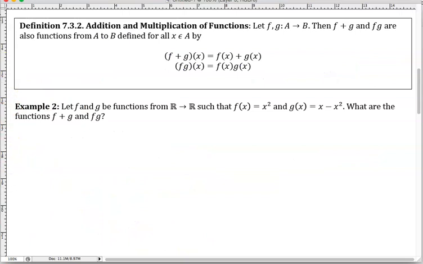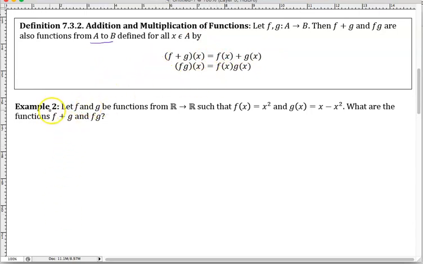Now we can do operations on functions. Again, this is familiar from algebra. I can add and multiply functions together. So if I have functions f, g, both going from the same domain A to the same codomain B, then the addition and multiplication of those functions are also functions from A to B for all the values of x in A, and they're defined by this. We add the functions and we multiply the functions.